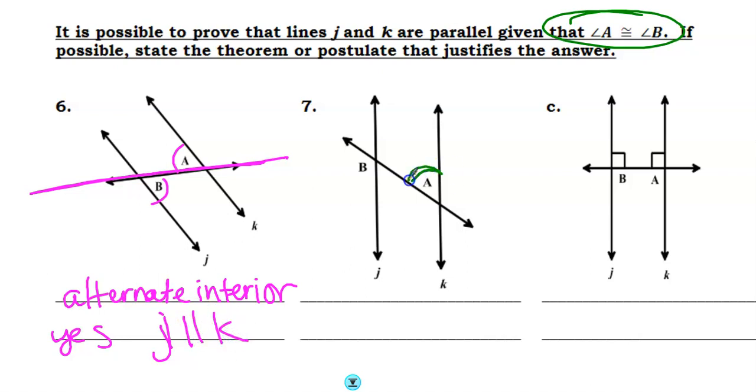A and B are congruent, okay? Well, they're not corresponding. They're not in the same spot. One's on the inside, one's on the outside, so can't prove it. You can't prove that they are parallel. All right, C. Well, here's a tricky one. This is 90 degrees, therefore those are 90 degrees based on the perpendicular information, okay? So perpendicular, and they're on the same side, so they're consecutive interior.